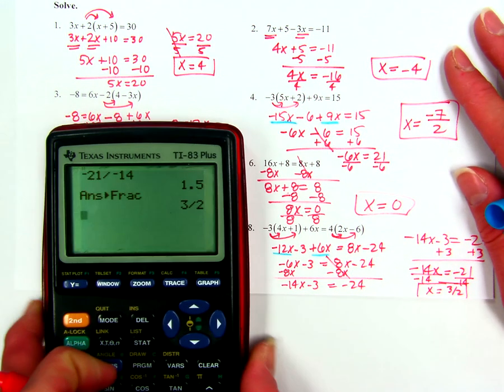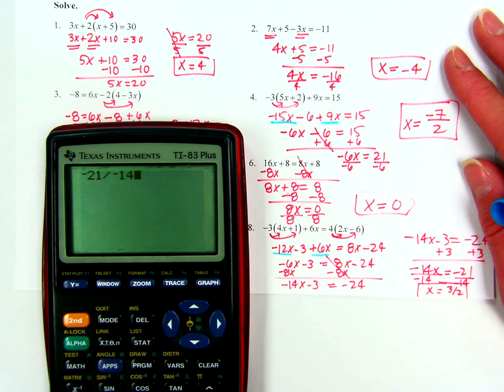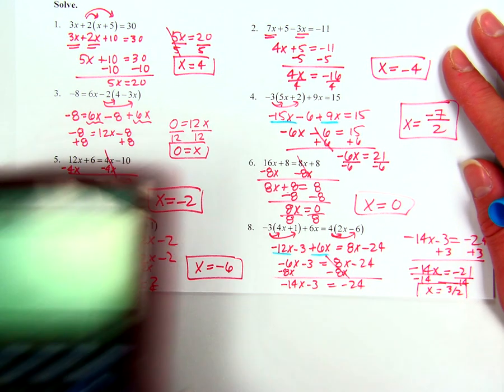All right, notice that over here I put in the negative sign. Make sure you're not using the minus sign. All right, so we don't want to do minus, that's subtracting, so make sure you use the negative sign when you do negative 21 divided by negative 14. Okay? All right, flip to the other side.